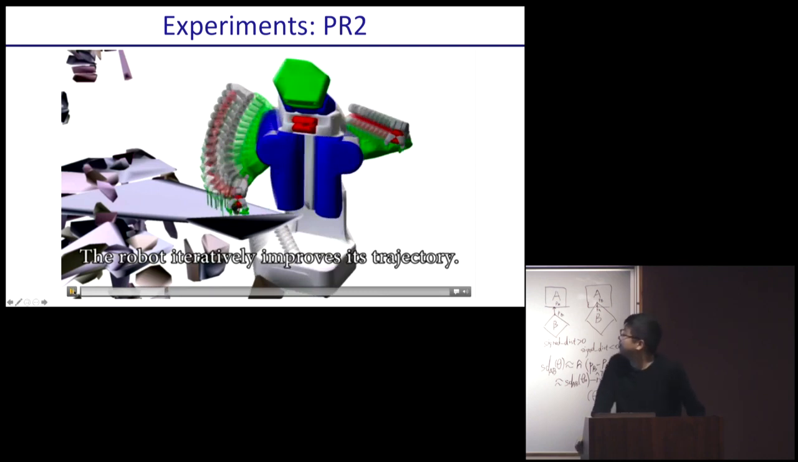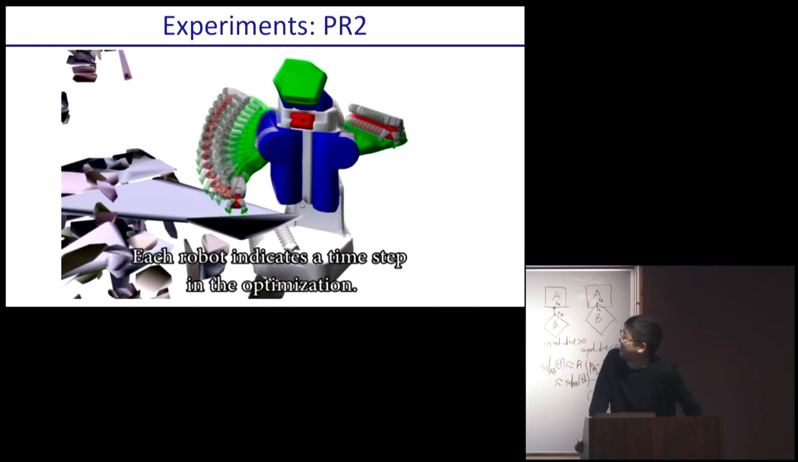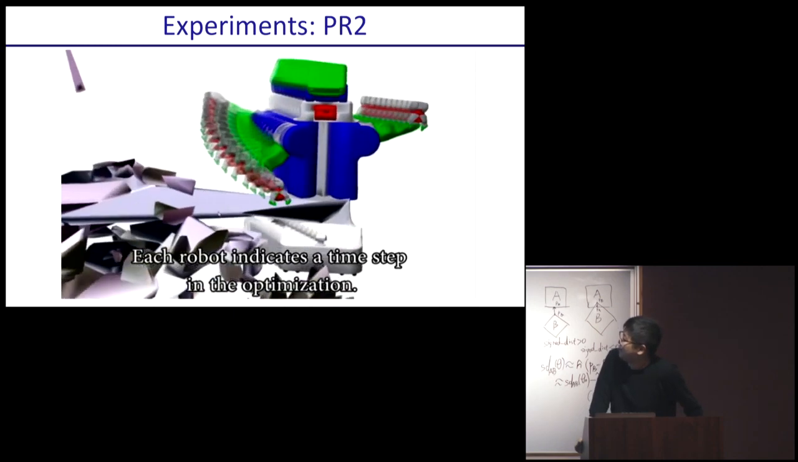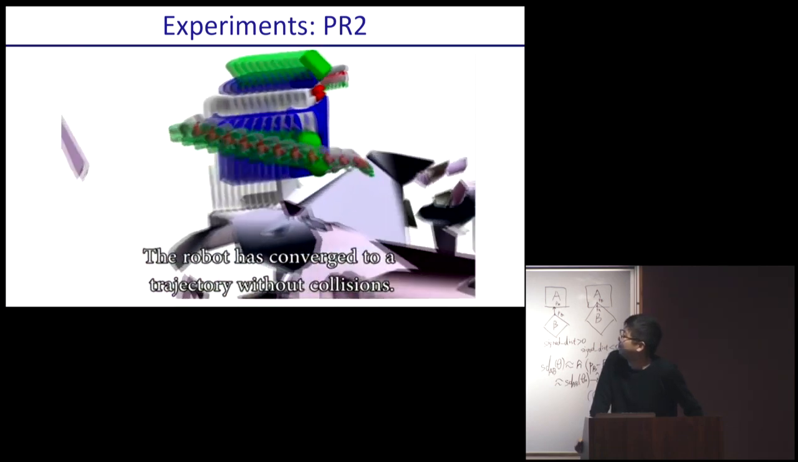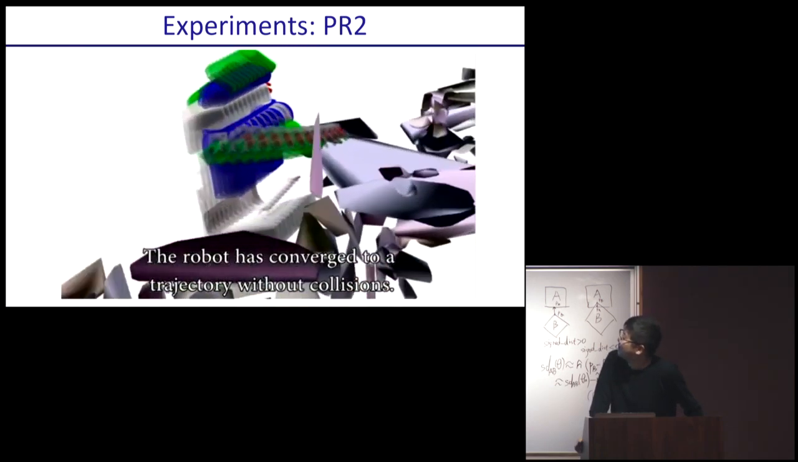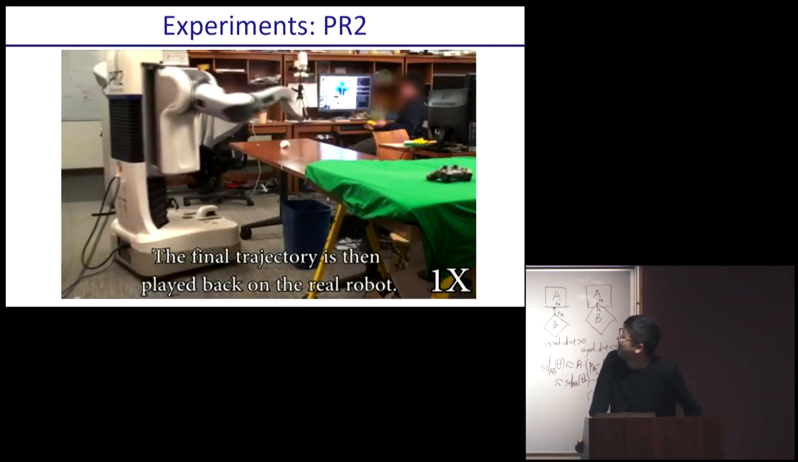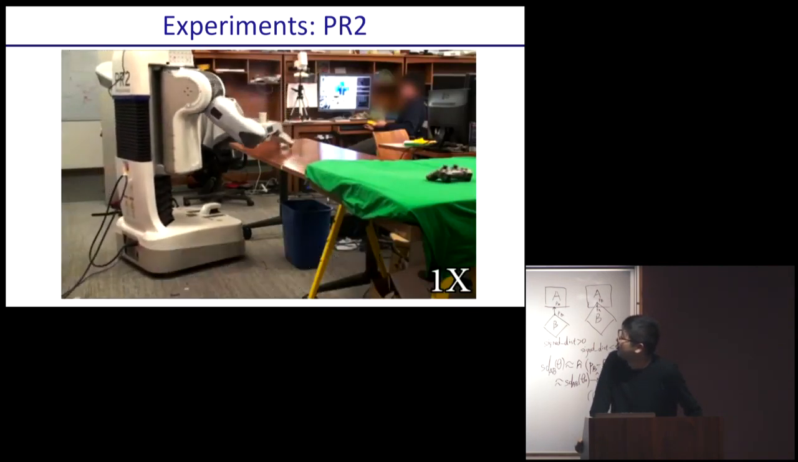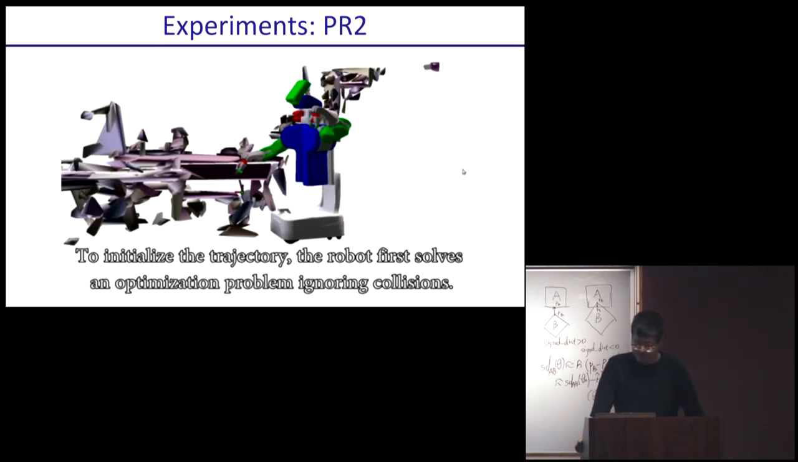Let's continue to this video. Yeah, this is in the simulator planning. The robot arm is planned to grab something, reach and grab something. Very fancy. And it's the actual PR2 doing the same thing and succeeding. And then we want to do throwaway.